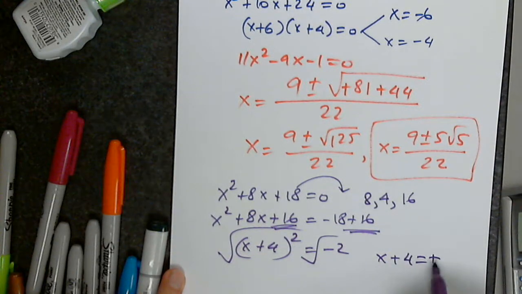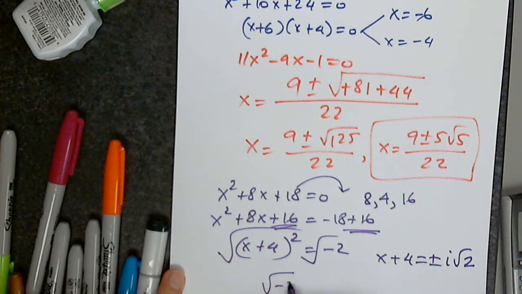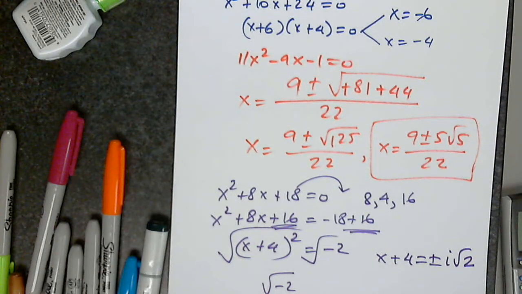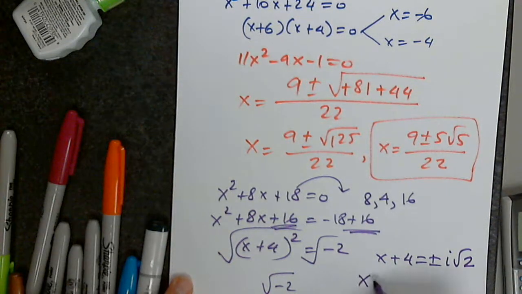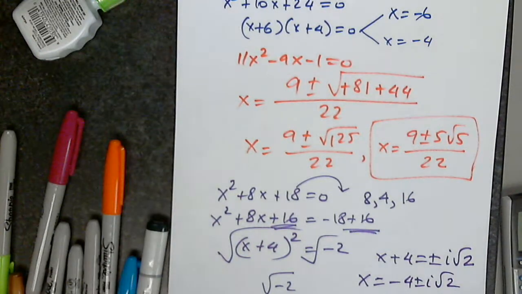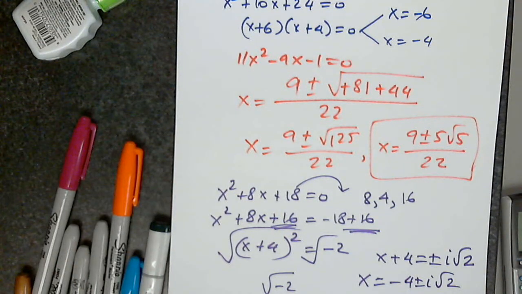x plus 4 equals plus or minus i, the square root of 2. You can no longer leave the square root of -2 as the square root of -2, because we know what it means. So then this is x equals -4 plus or minus i, the square root of 2. Any questions here? Is this okay? Okay. Next problem. Anything else from page 1?